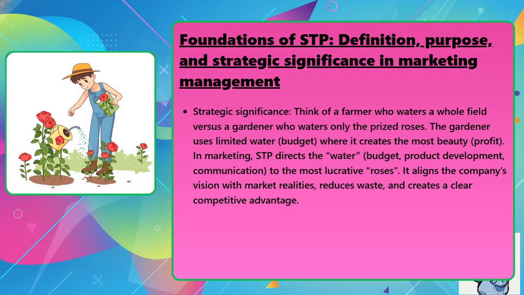Strategic significance: think of a farmer who waters a whole field versus a gardener who waters only the prized roses. The gardener uses a limited water budget where it creates the most beauty, or profit in marketing. STP directs the water budget, product development, and communication to the most lucrative roses. It aligns the company's vision with market realities, reduces waste, and creates a clear competitive advantage.